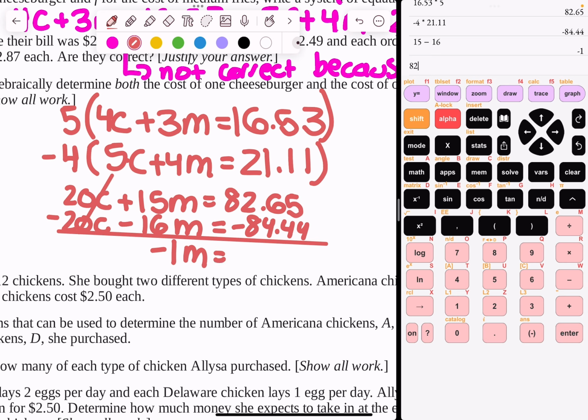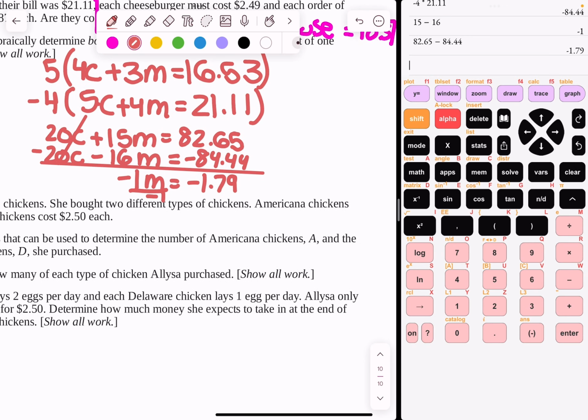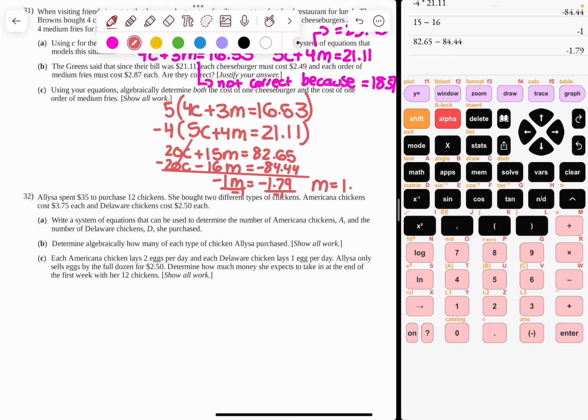And then 82.65 minus 84.44 is negative 1.79. I divide each of these by negative 1, and I would get that the price of the medium fries is $1.79.